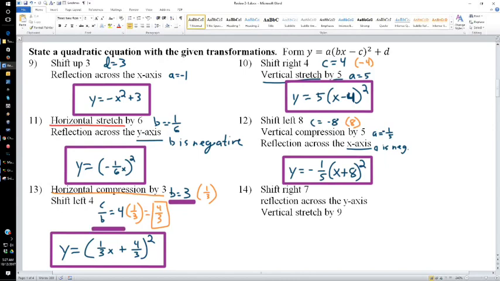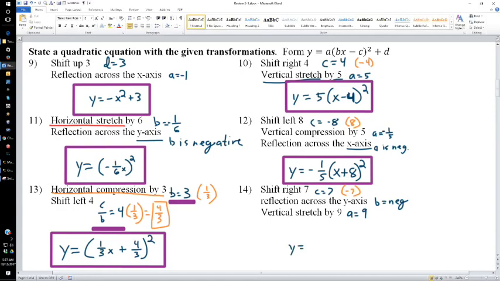Alright? Our last one, shift right 7. To go right, that's a c value. And remember, when we put it in, we're going to flip it. A reflection across the y-axis. Well, to go across y, that's an inside, so b has to be negative. And then the vertical stretch by 9. Well, that's an a equals 9.